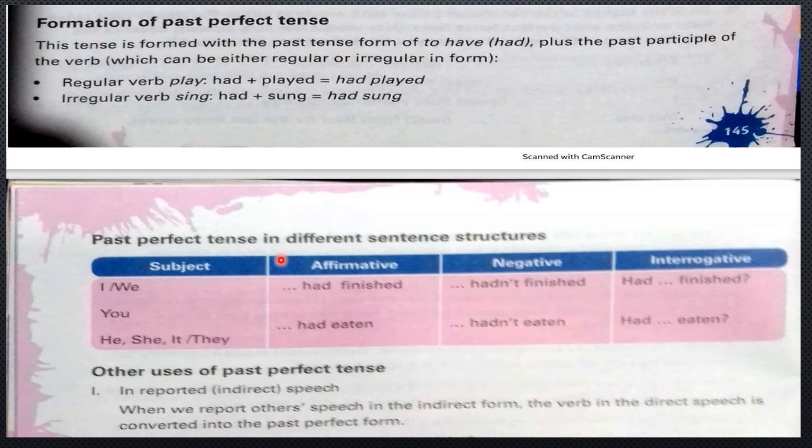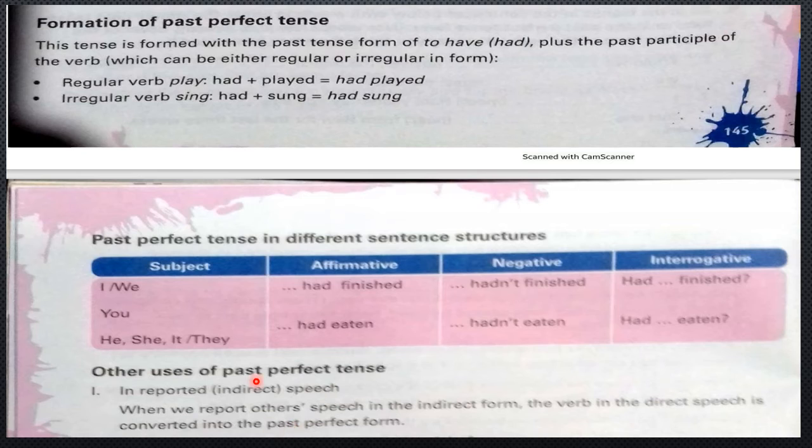So past perfect tense in different sentences, sentence structure. Subject I, we. Affirmative, had finished. If it is negative, hadn't finished. Interrogative, had, then the subject place is there, finished. So you, he, she, it, they: had eaten, hadn't eaten, had, the subject you will place there, eaten. So this is how affirmative, negative, interrogative, all these are done in past perfect tense form.